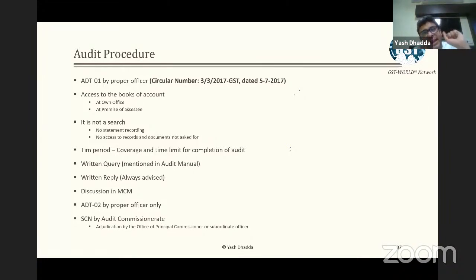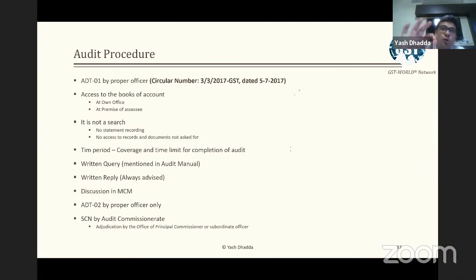Now, friends, ADT 02 can be issued by an officer of the rank of assistant, deputy, or additional commissioner. And always remember, any ADT 02 issued by the superintendent is without jurisdiction. तो अगर ऐसा कोई ऑडिट रिपोर्ट आ रहा है जो सुपरिटेंडेंट ने बनाकर दिया हुआ है, वो ऑडिट रिपोर्ट ही गलत है, that is not a proper audit report, और उसके बेसिस पे अगर कोई शो कॉज नोटिस इशू हो रहा है, we can always challenge the jurisdiction of that particular audit report.